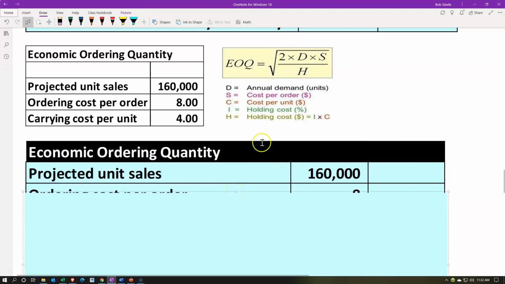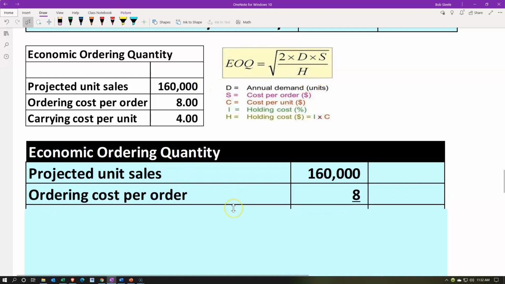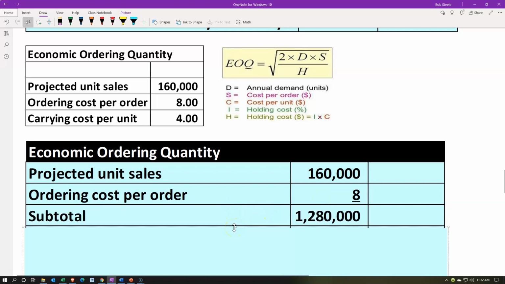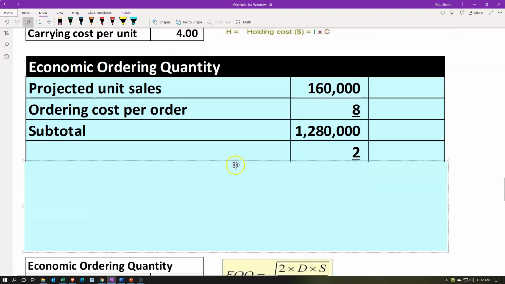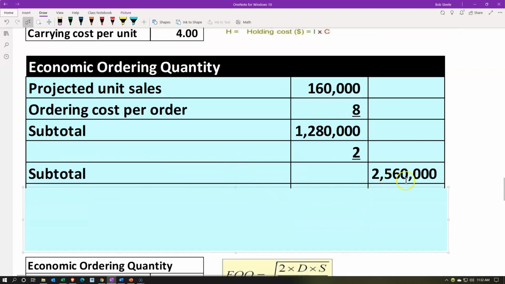So we have the projected unit sales starting with D, the annual demand, the 160,000. Putting that in the inner column, we're going to multiply that times the ordering cost per order. So that's going to be 8. So we're going to say times 8. And that's going to give us our subtotal here. So we're going to multiply these two out, give the subtotal, then multiply times 2. That'll multiply out these 3 numbers. Put that into the outer column because that's going to be then our numerator.